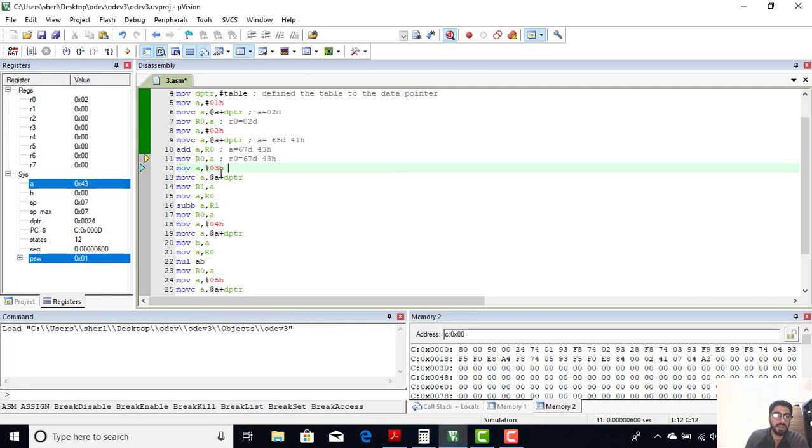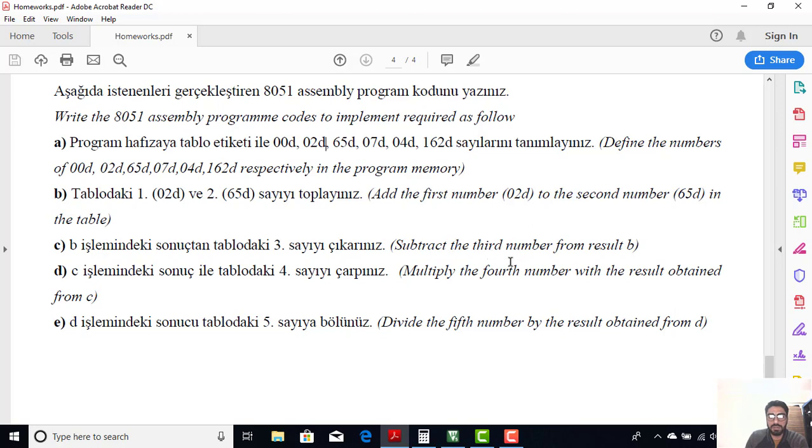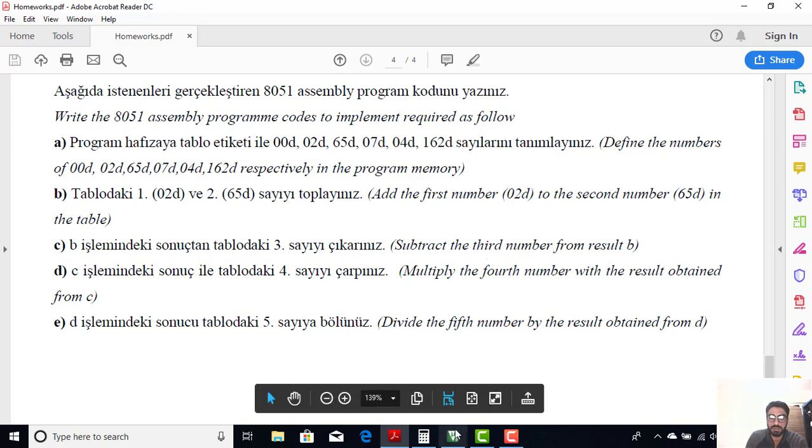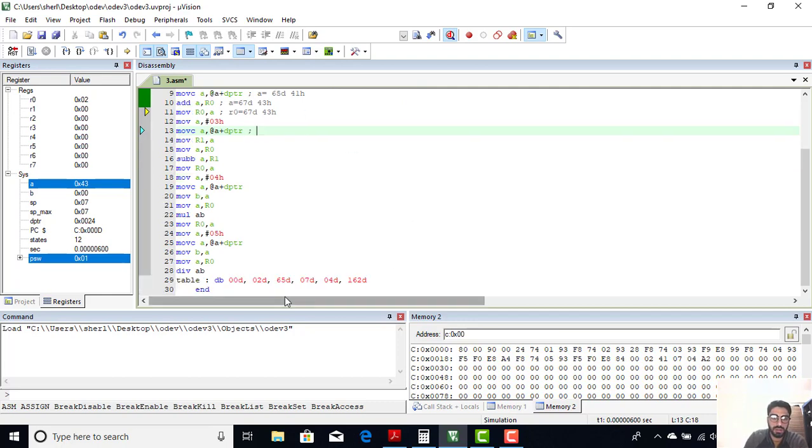Now we are giving 3 hex because we need to pick, as he is asking now, to subtract the third number from the result of B. The result of B already exists in the R0 register, so first of all we need to pick the third number from the table. So we gave 3 hex to the accumulator, we add it to the data pointer, and now A will be chosen automatically as the third, so 0, 1, 2, 3.